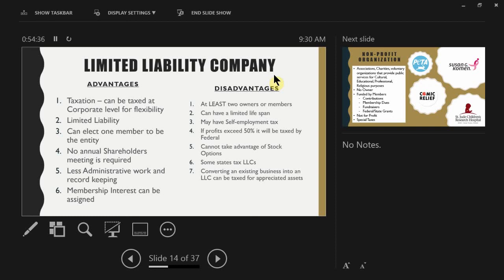Okay. And then lastly, number 7, converting an existing business into an LLC can be taxed for applications. So again, you can start your business off as an LLC, but if you started off as a regular partnership and then you incorporated your company to get that LLC status, then yes, there is a penalty fine for that, or you do need to pay a little convenience charge, we'll call it, to apply to become an LLC. So yes, that is a disadvantage.